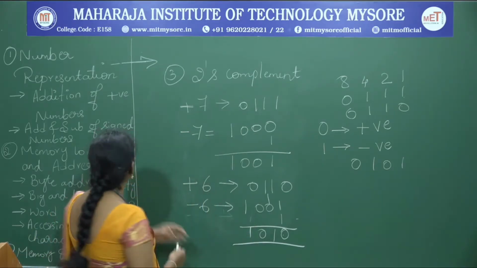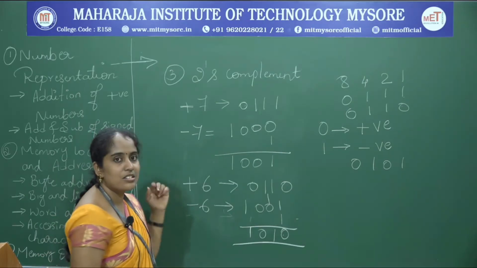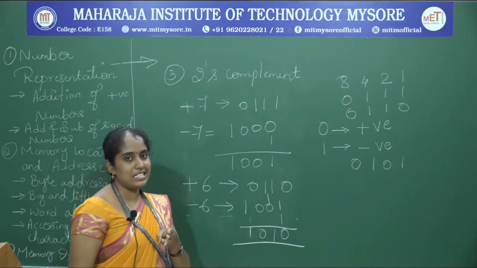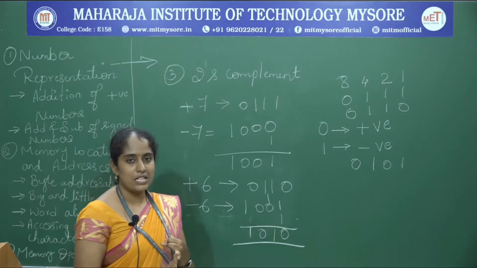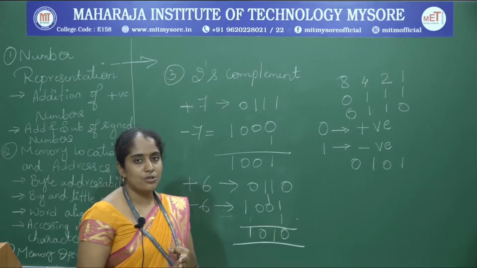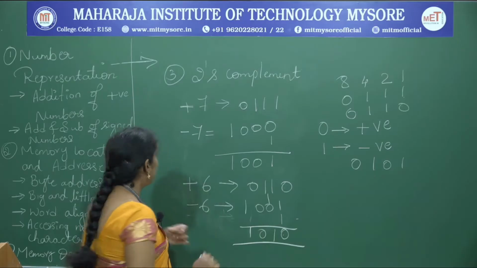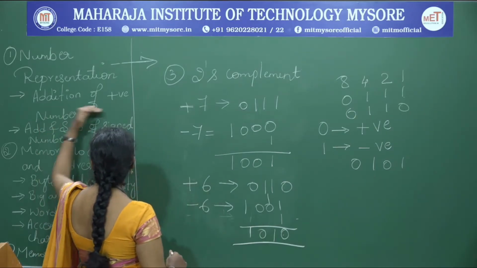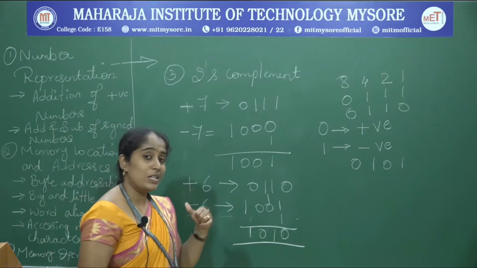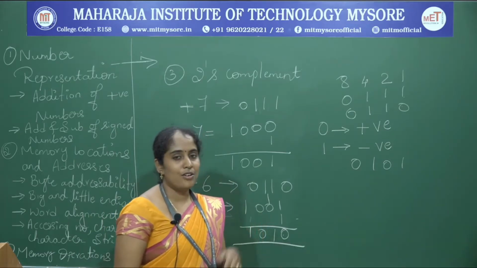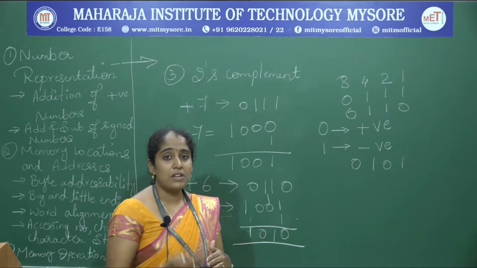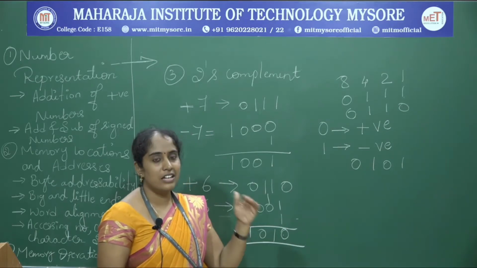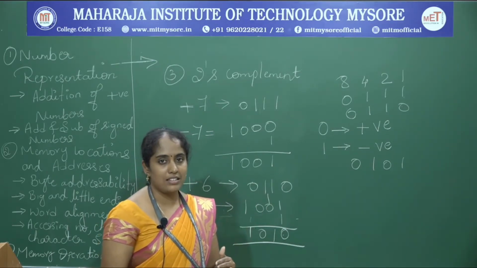So this is all about number representation. In that we are using 3 systems: one is sign and magnitude, the second one is 1's complement, and the third one is 2's complement method. The next is addition of positive numbers. In these 3 systems, the representation of a positive number is the same, but while representing a negative number it differs from one system to another.